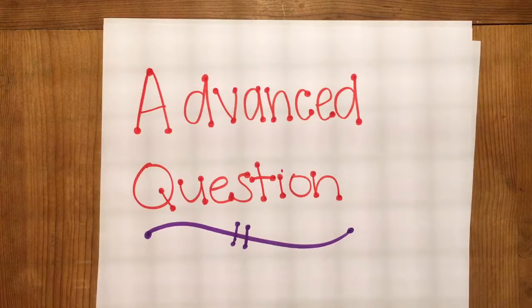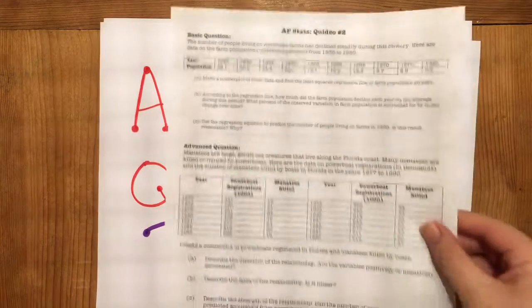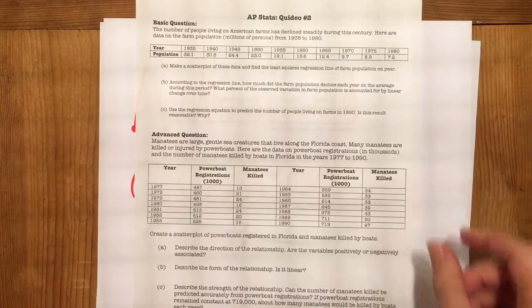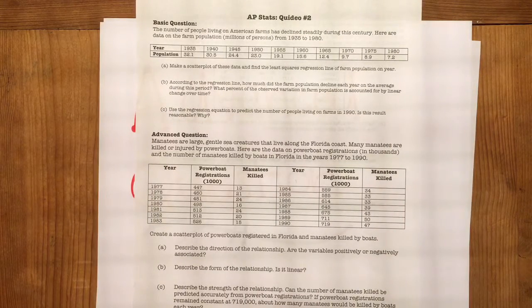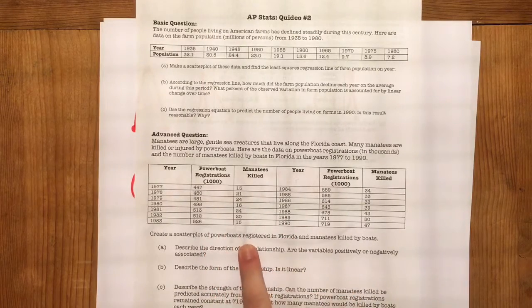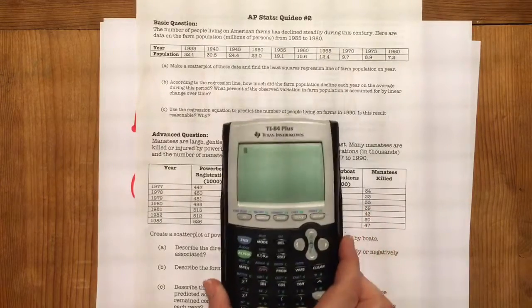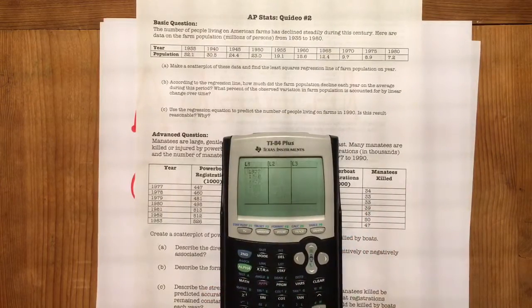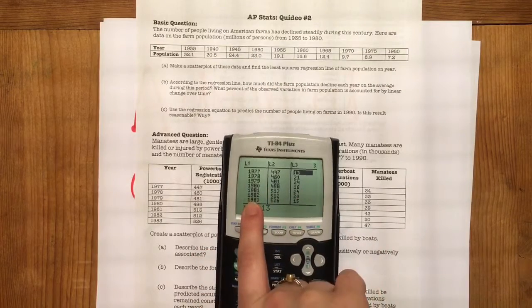So the next question is the advanced question, and the advanced question gives the data for powerboat registrations in thousands and the number of manatees killed by boats in Florida from 1977 to 1990. Before we do anything, it says to create a scatter plot of the powerboats registered in Florida and the manatees killed by boats. So I went ahead and put those into Stat and Edit, and I put the years there in L1 for organization.